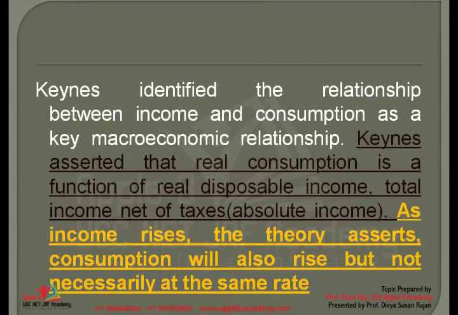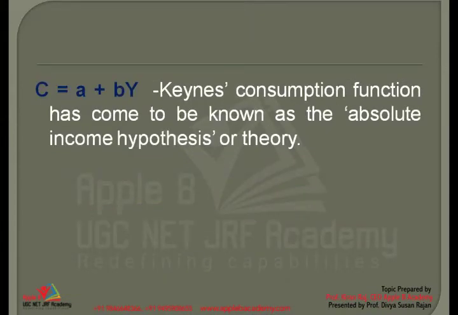Therefore, Keynes rewrote his consumption function as C = A + BY, and this famously came to be known as the absolute income hypothesis of the consumption function given by Keynes. Here, C, which refers to consumption, was equated to A, which denotes autonomous consumption, that is to say the consumption that exists even when the income is zero, plus BY, where Y is your disposable income and B denotes the marginal propensity to consume of an individual based on the income that he earns.